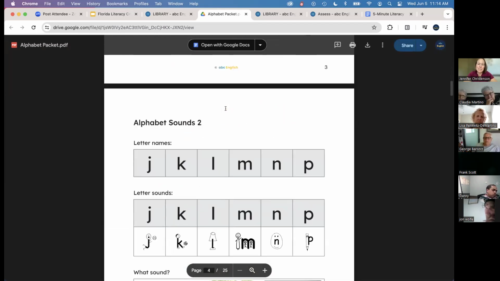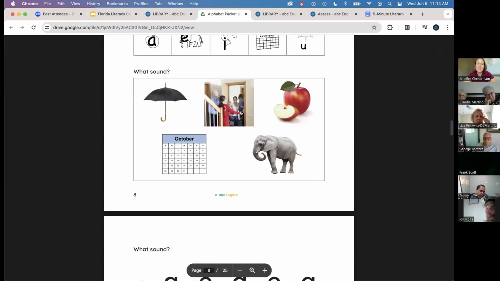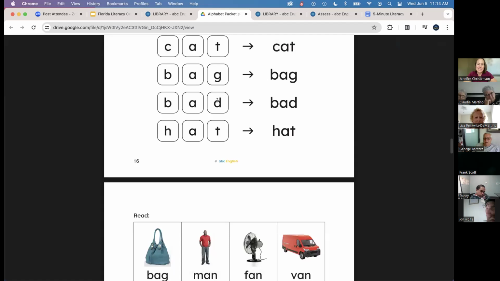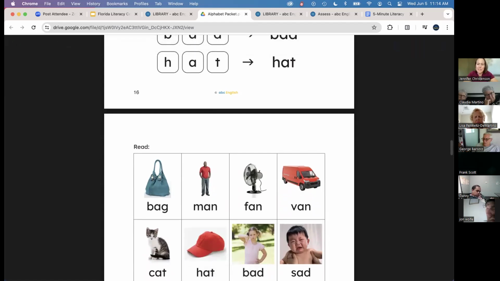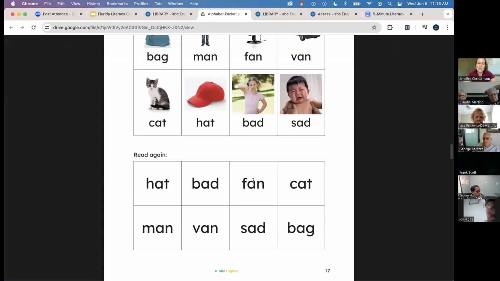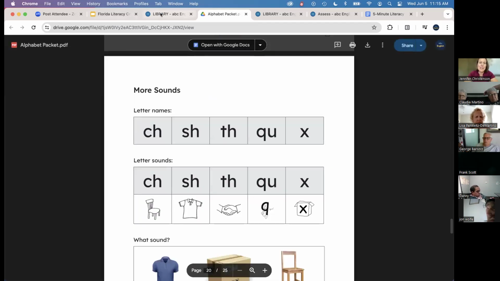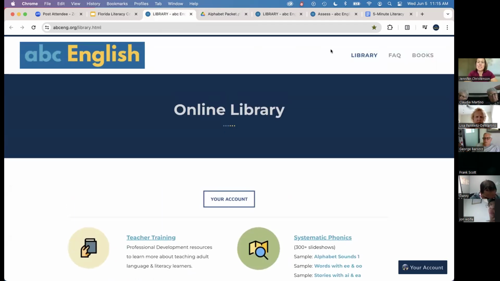So this is group one. There's an opportunity to practice group one. The next day you'd introduce group two and practice that. Group three, then the short vowel sounds, and then put that sound information to work in sounding out a simple word. The words and images have been chosen specifically to be more relatable to an adult English learner than perhaps a phonics curriculum that's designed for kids would be. Okay, so you can find that alphabet packet here at the bottom of the page in the ABC English library.